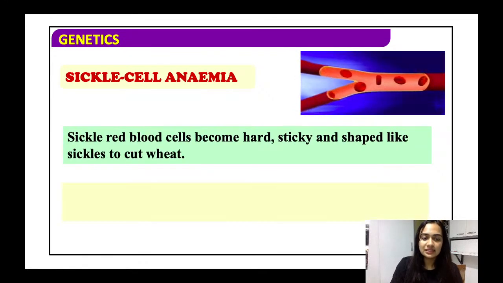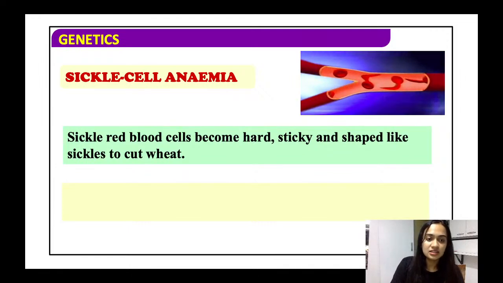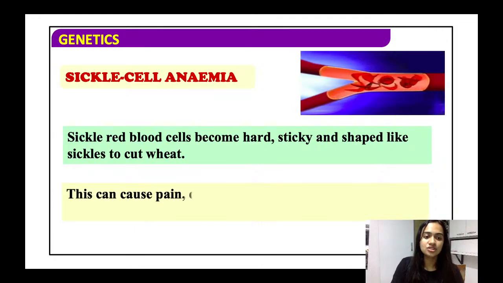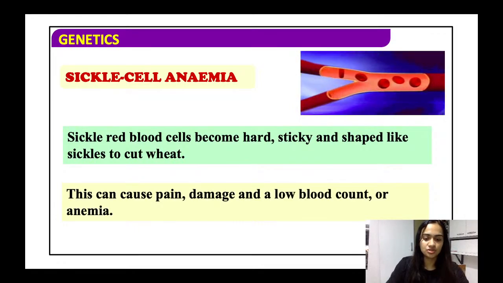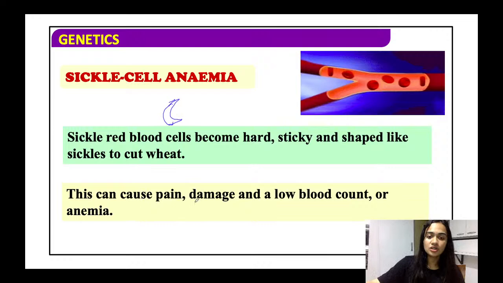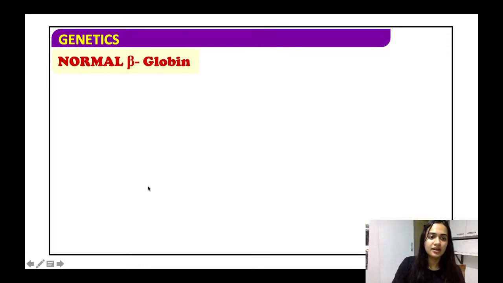All right. What happens in sickle shaped cells? They become hard and sticky, and their shape is wheat-like, like the sickles that are used to cut wheat. This can cause pain, damage and low blood count, or anemia. This can lead to a condition of anemia, that is low blood count.